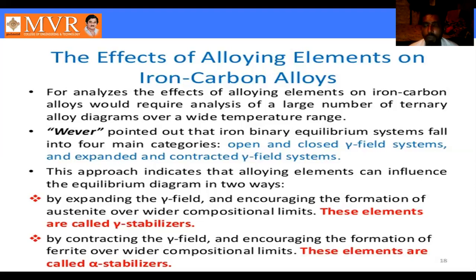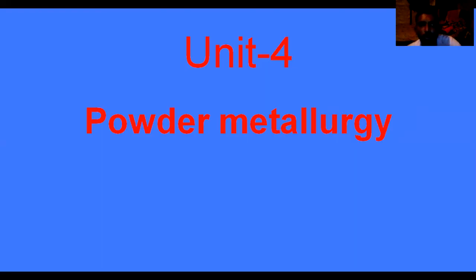Next is the effect of alloying elements on the iron carbon diagram. It is the overall view of the heat treatment procedure. It is one of the last topics. The last topic is the effects of alloying elements on iron carbon alloys. So that is our overall unit. Tomorrow's class we will discuss the fourth unit. The fourth unit is powder metallurgy.